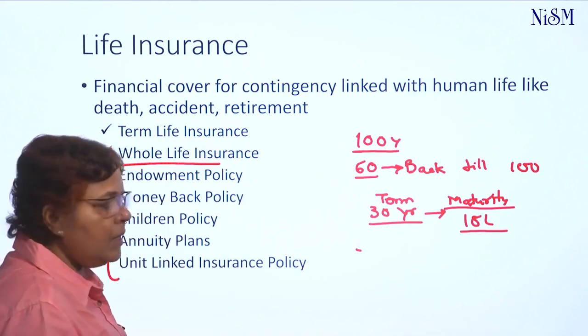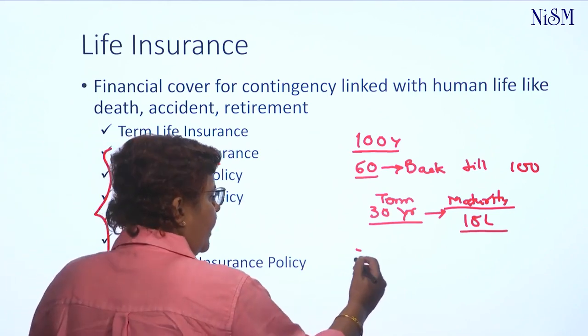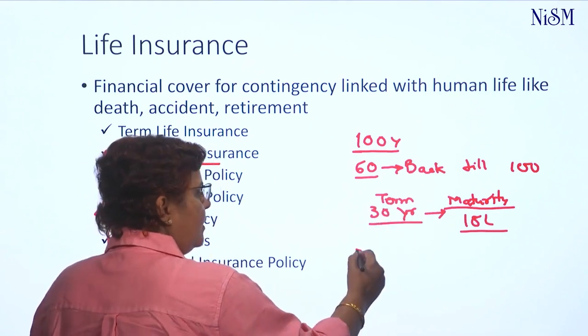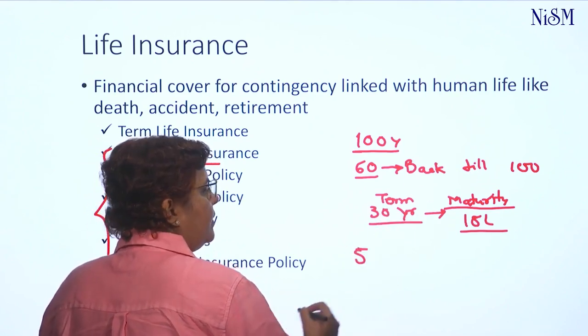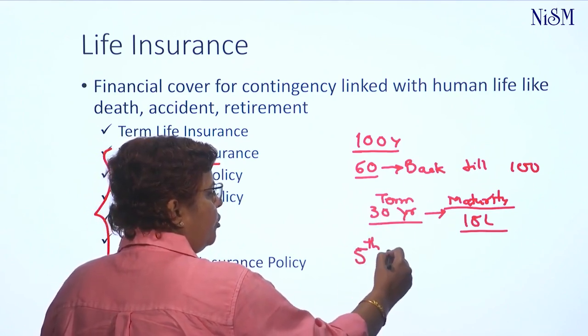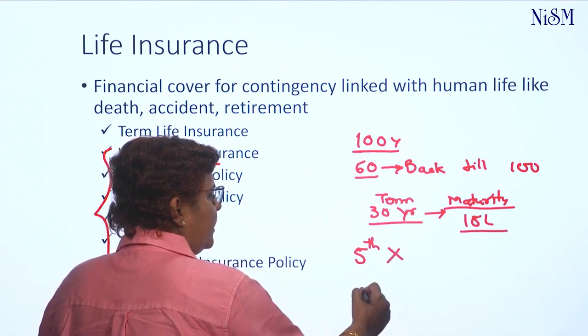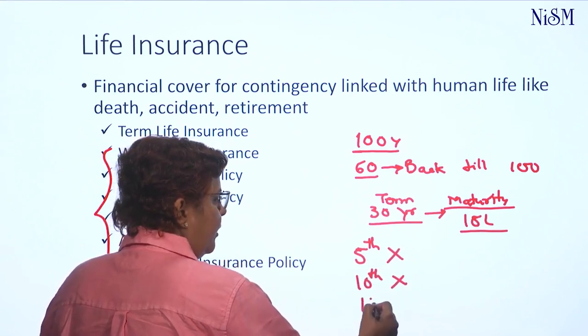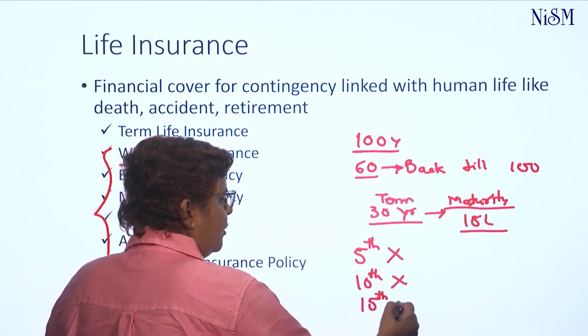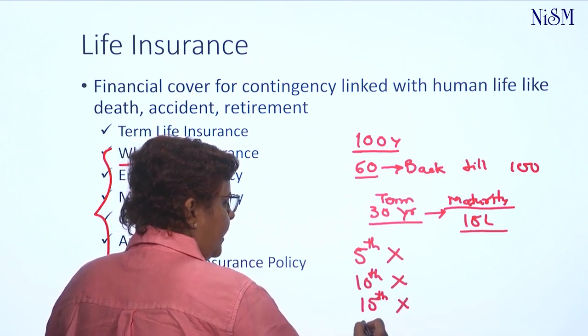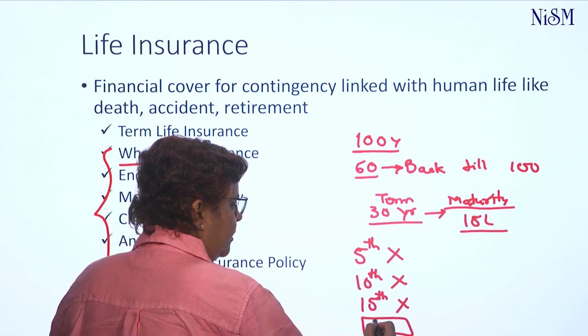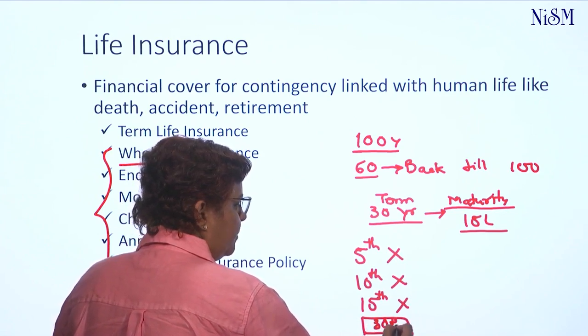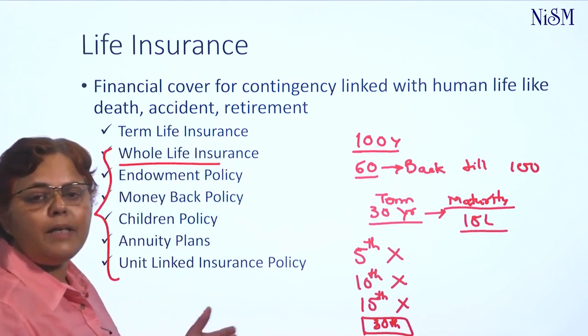Money back policy. A money back policy tells you that you start the cover, the first 5 years are done, at the end of the 5th year you will get some amount, at the end of the 10th year you will get some more amount, at the end of the 15th year you will get some amount, and then maybe at the end of the 30th year you will get the remaining amount. This is called a money back policy.